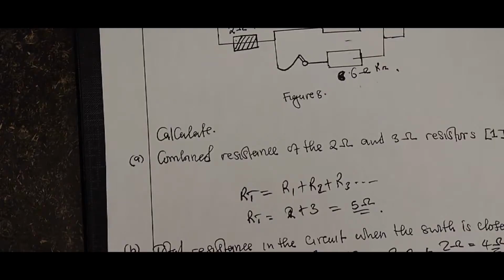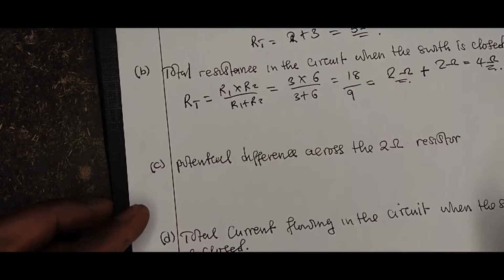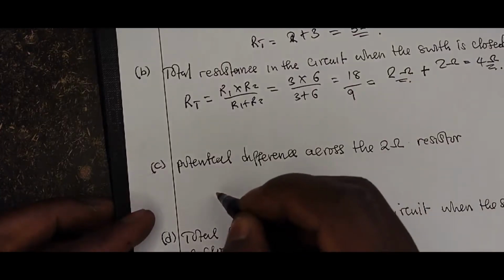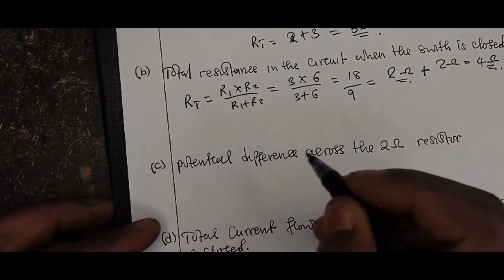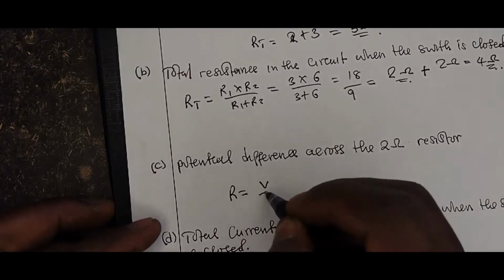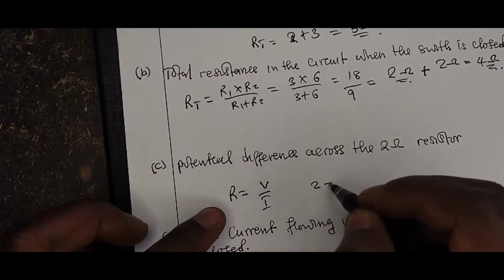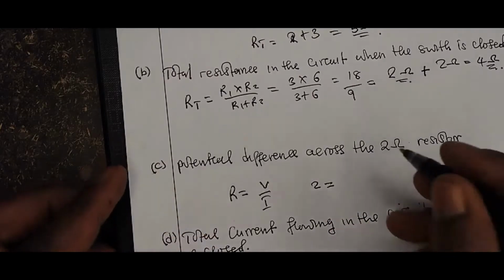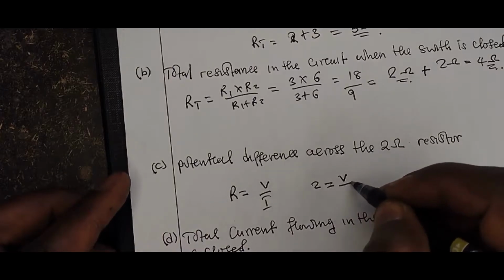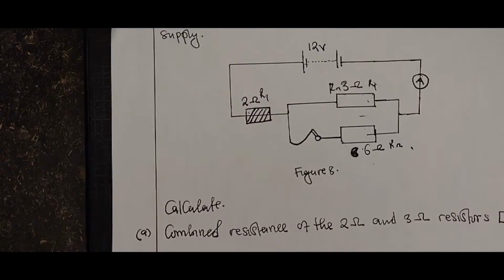So what is the next question? Potential difference across the 2 ohm resistor. Potential difference is voltage. So how do you find voltage in this case? We apply this formula, R is equal to voltage over current. What is our resistance? It is 2. What is the voltage? It's the one that we are looking for. But what is the current? Here we are required to find the total current before we can proceed to calculate the answer.